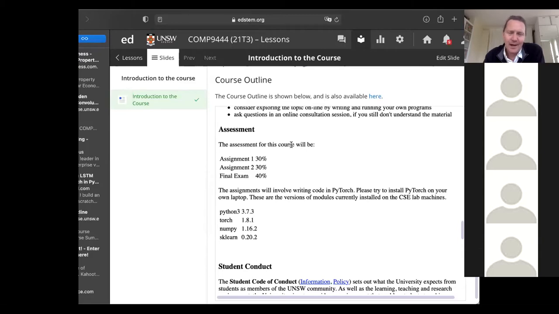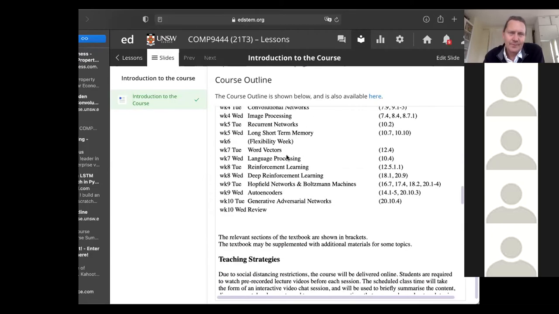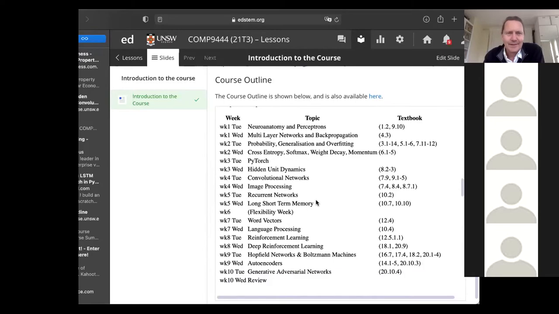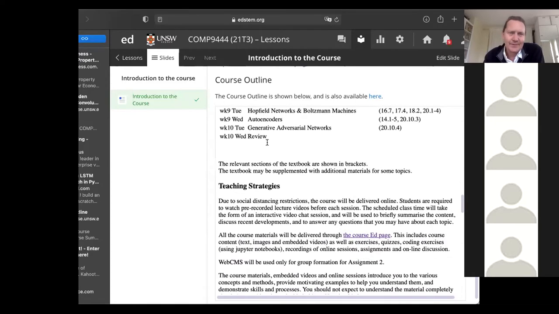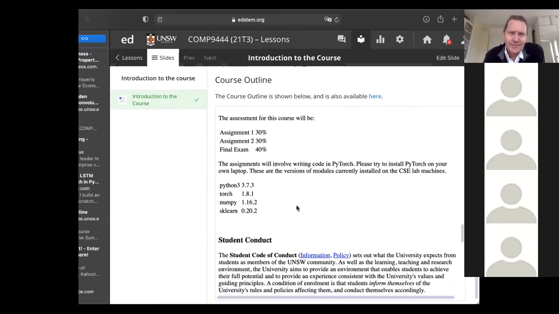If you don't have a CUDA enabled local machine, we recommend Google Colab. So we got some resources there as an introduction to Google Colab. And your assignment will be tested on the CSE machines. I believe these are the versions of the modules that are currently installed on the CSE machines. So if you've got later versions of this, it probably should still run okay.